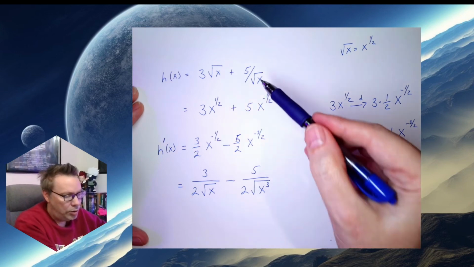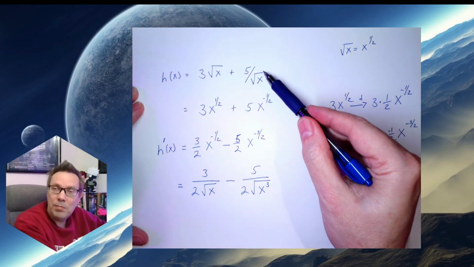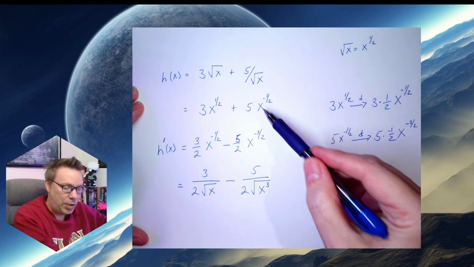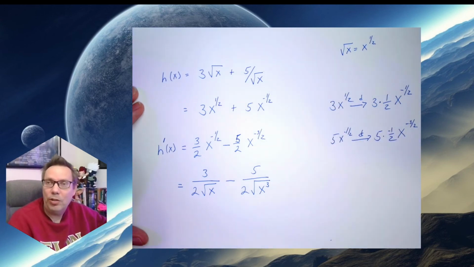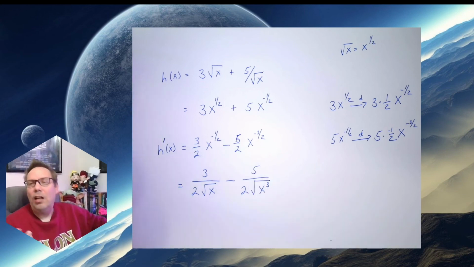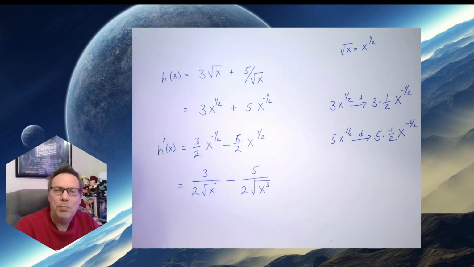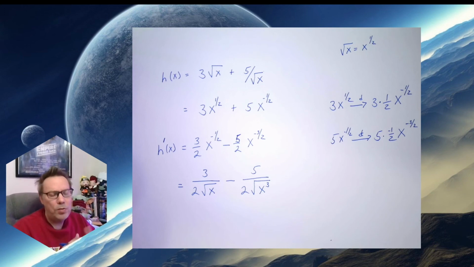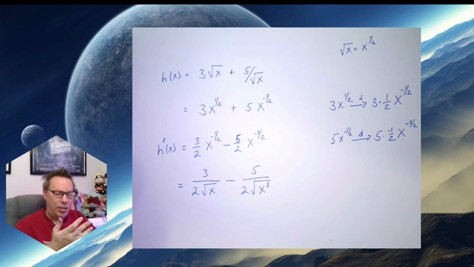So if I start with radical notation, I'm going to convert it to power notation or exponent notation, and then at the very end, I'm going to put it back into radical notation. So here are two examples that use the constant multiplier rule, the sum rule, and the power rule.